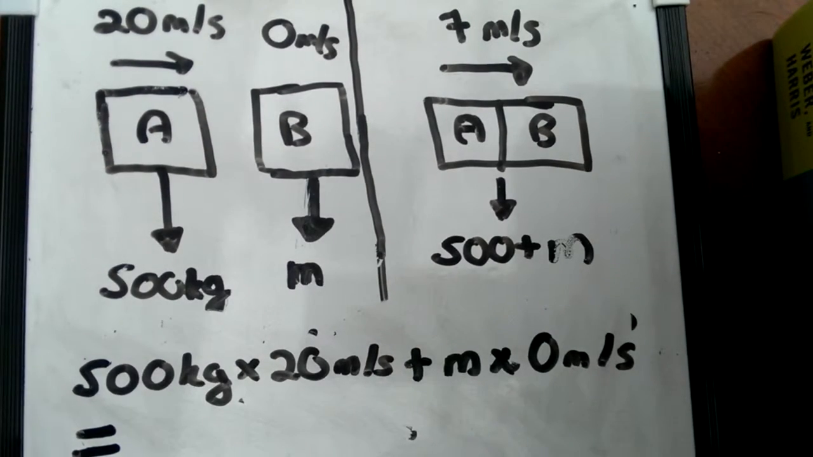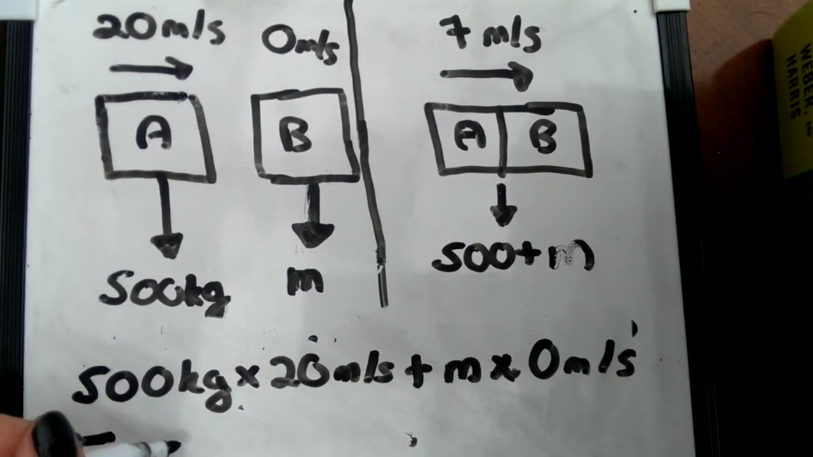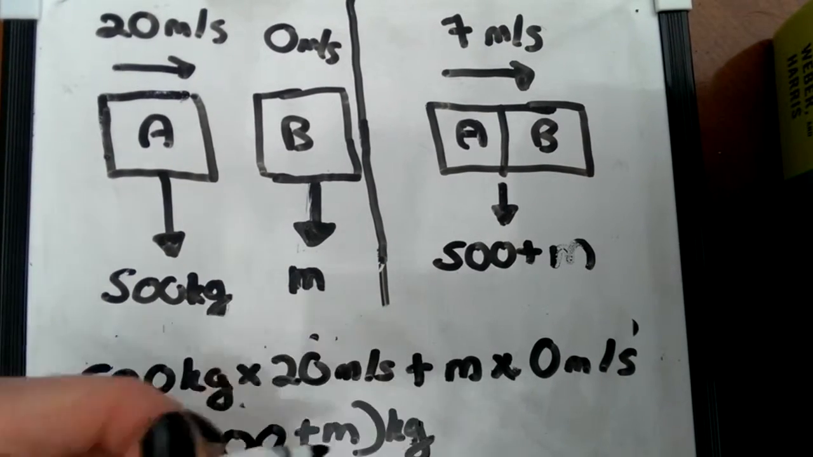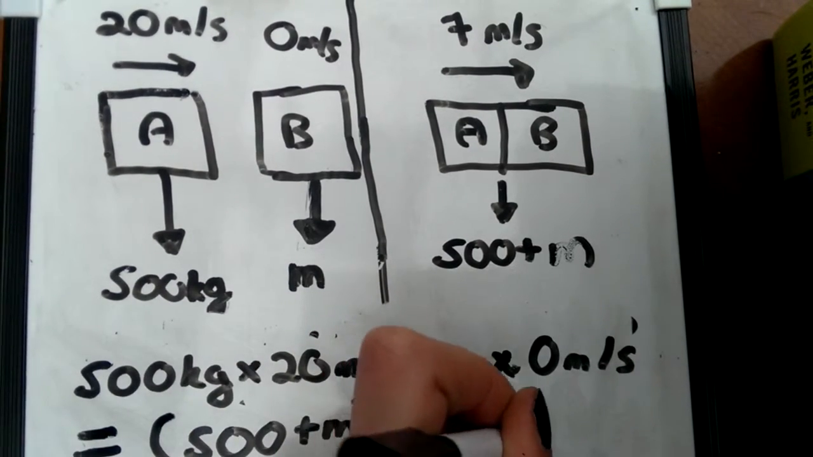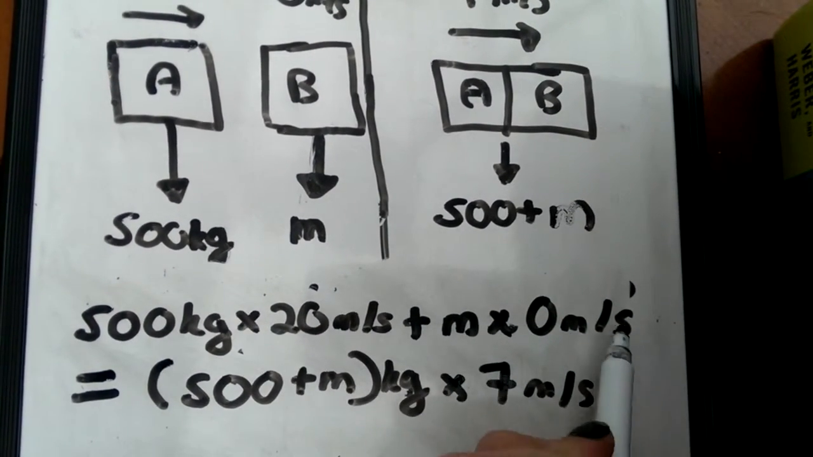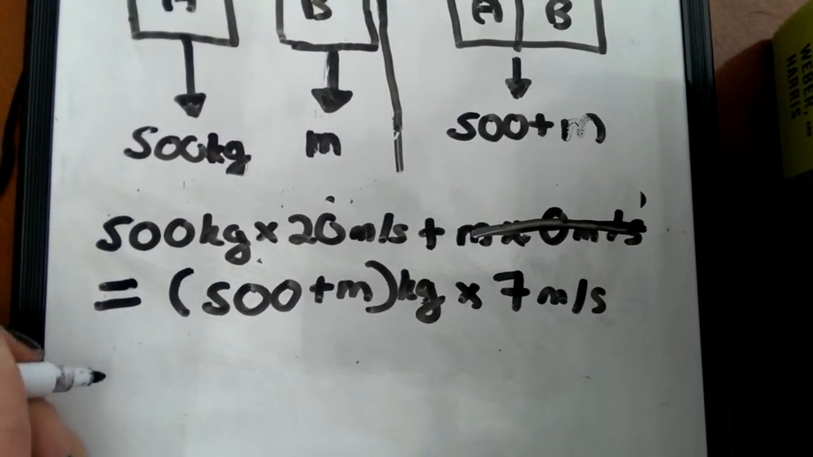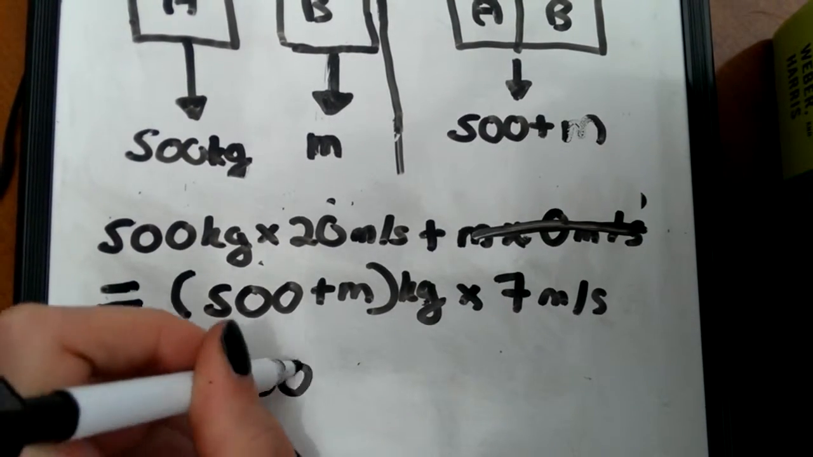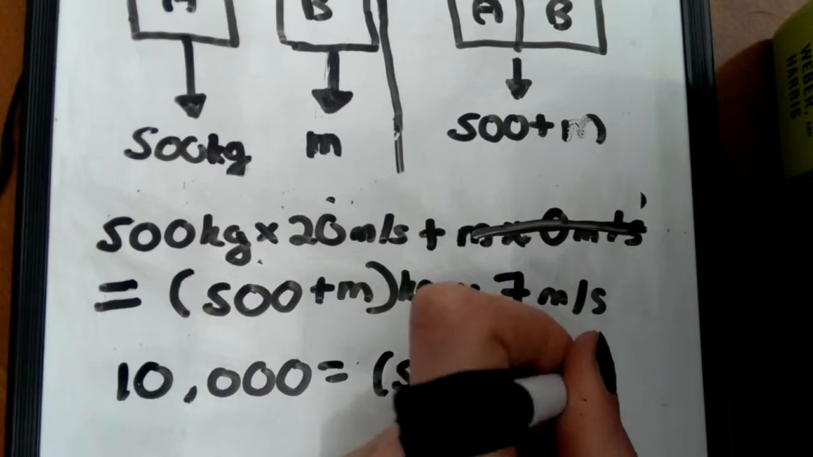The after scenario, the final momentum, we can view the objects as having one combined mass. So we've got 500 plus m, and these are going to be travelling at a speed of 7 meters per second. So looking at this equation, we can straight out cross off this section because m times 0 is nothing. So what we're left with is 500 times 20, which is 10,000, equals 500 plus m times 7.